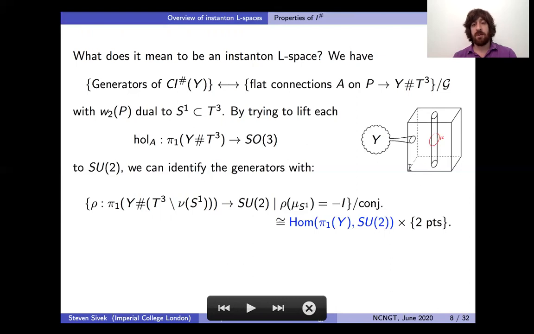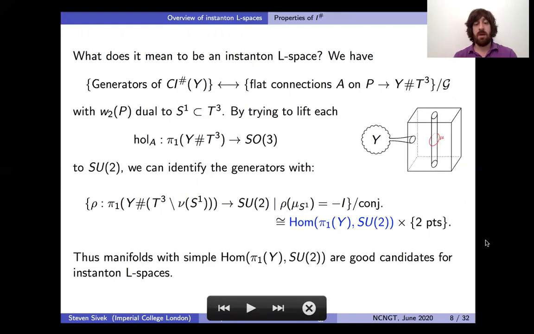And if we think about what this means, well, we have any representation at all on Y. So we get all of hom from pi1 of Y to SU2. And then we can use this conjugation entirely on the T3 side. And there are 2 such representations of pi1 on the 3-torus up to conjugacy. So we get really 2 copies of hom from pi1 of Y to SU2. And so if that representation variety is as simple as possible, that's a good candidate for an instanton L-space, because it should give us as few generators as possible for the chain complex.